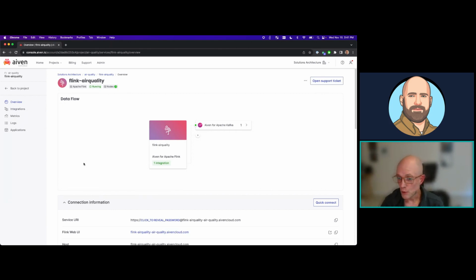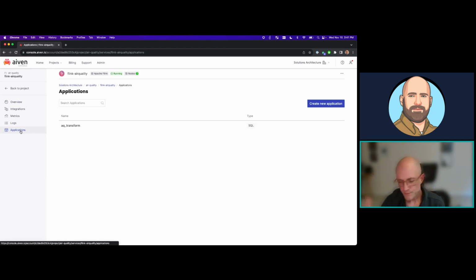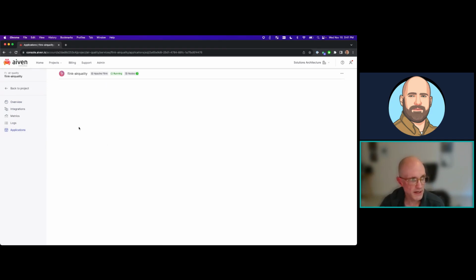Right now, we support Flink SQL. Soon to be released, beginning of next year, will be the capability for customers to upload their own custom jars. So we will support UDFs at that time. But for now, you can create applications in here that help us transform data.